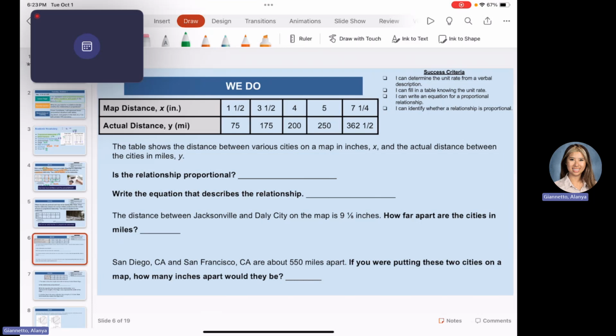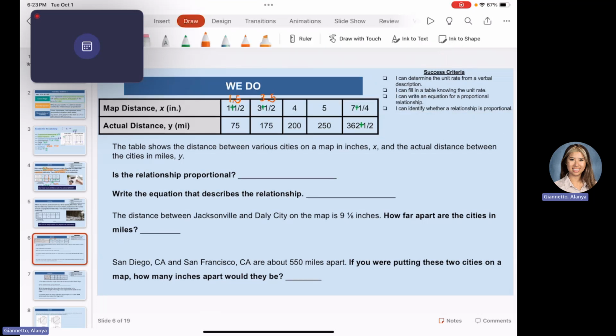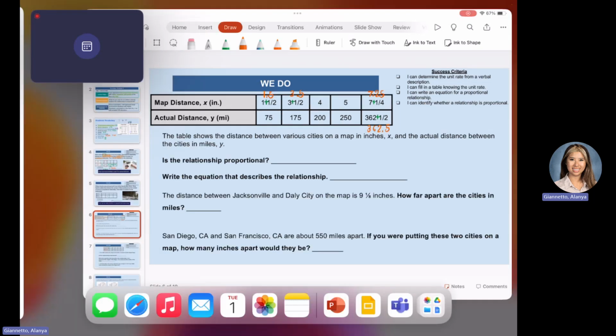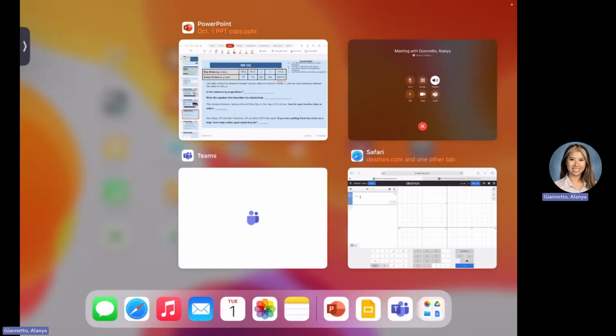So to turn these into decimals, we're actually going to add them, because when you have a whole number and a fraction, you're adding them. So if I convert 1 and a half into a decimal, it's going to be 1.5. Then 3.5 is going to be 3.5. And then 7 1/4 is going to be 7.25. And then, of course, we have 362.5. So I'm going to show you on Desmos, just one example. I'll show you the 1.5. We're going to type in 1 plus 1 divided by 2, and that's what gives us the 1.5.